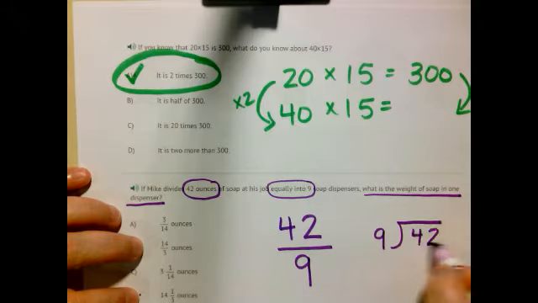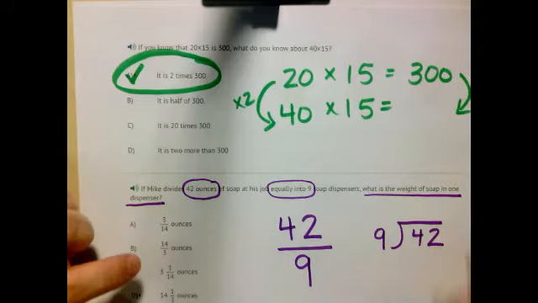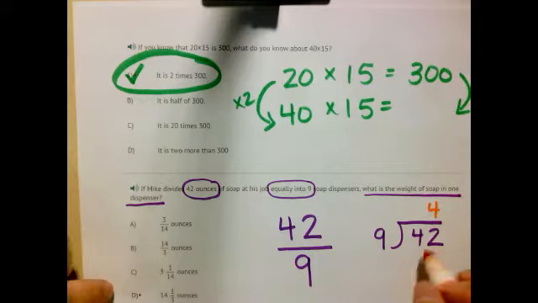So if I look at this, 9 times what gets me close to 42? Well, I know that 9 times 5 is 45. That's too much. So 9 times 4 is 36.